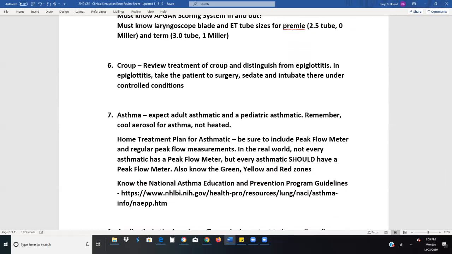They're not in distress. In epiglottitis, recognize that and take the patient to surgery. Sedate them and intubate them there. Do not take a look in the emergency room. If you take a look, you might cause the airway to completely close, and then we've got a real problem.